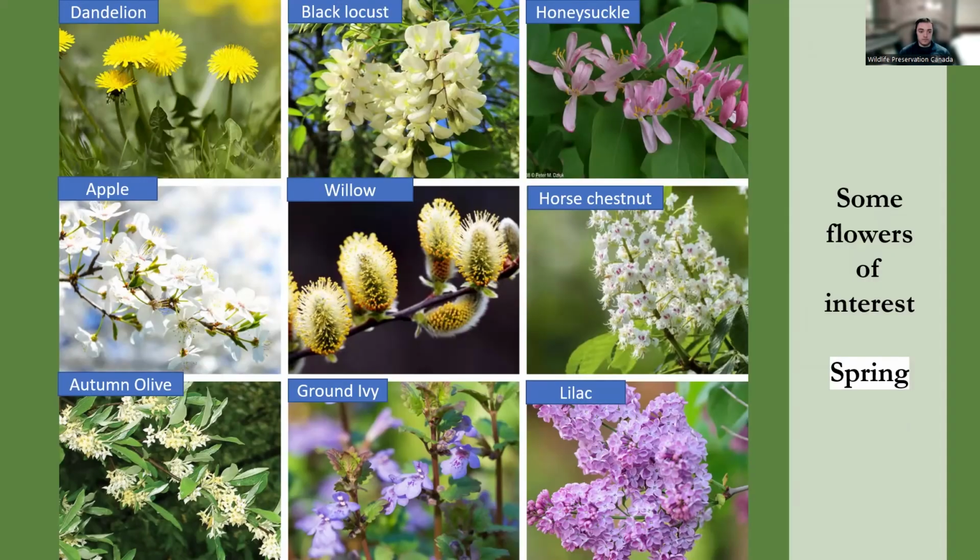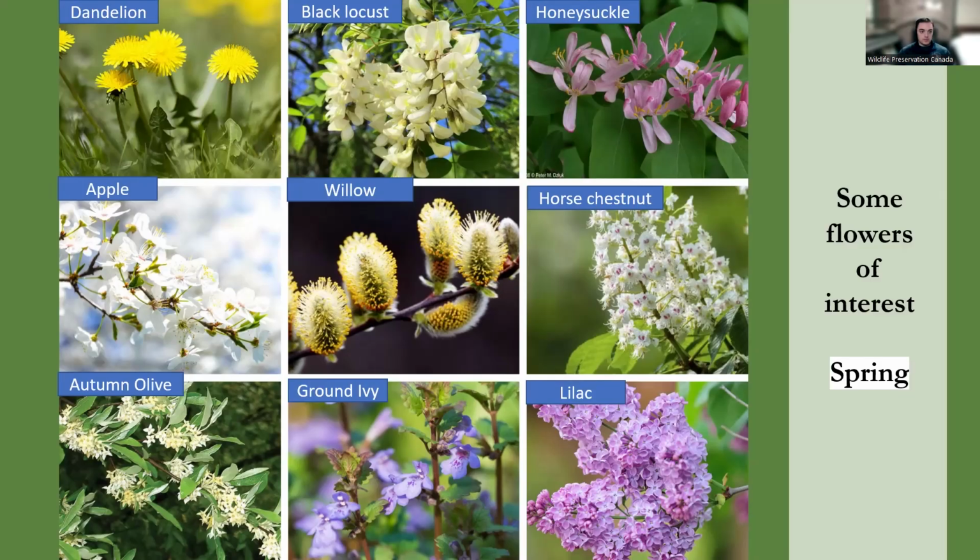These are just some flowers of interest to look out for on your property, depending on where you are. Again, this is more specific to South Central Ontario. However, there might be some other flowers or these same flowers represented on your property elsewhere in the country. Willows are going to be one of the first flowers to start blooming in the early spring, followed by dandelions and such. Apples into May and autumn olive closer into late May and into June.